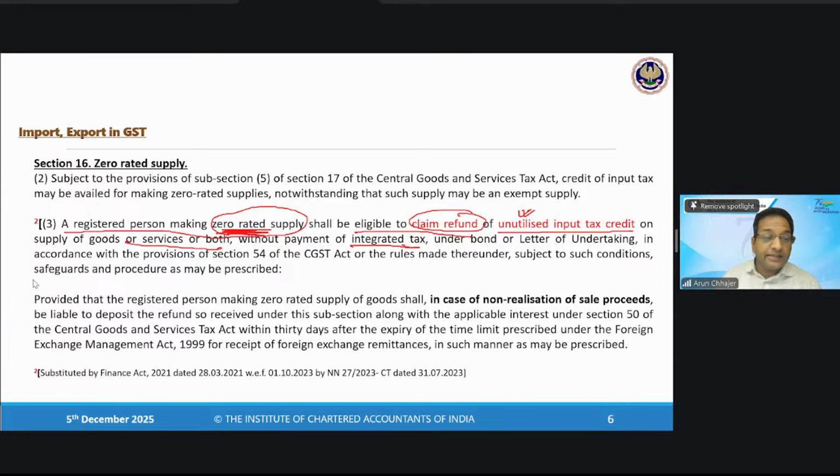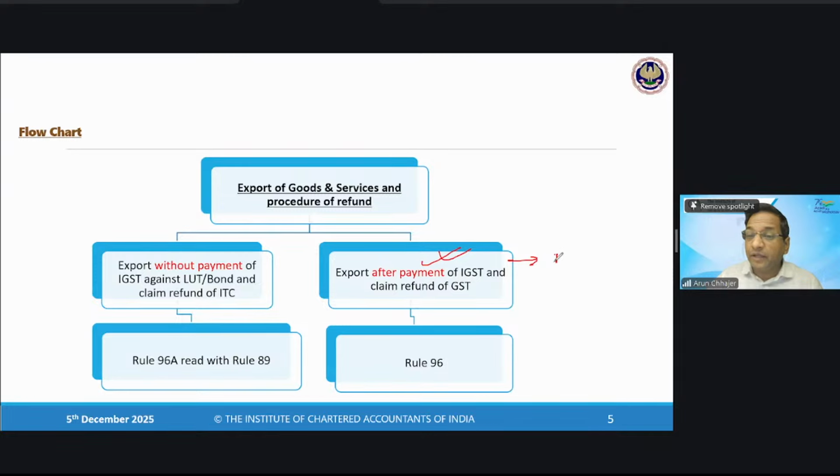So it means, in this case, if I am making export after payment of IGST, I will take the refund of the GST paid. Whatever IGST I have paid, I will take the refund of that. But here I am not making the payment of IGST. Still, I can take the ITC, I can take the refund. I can take the refund as per section 16 subsection 3. It is 16 subsection 3.